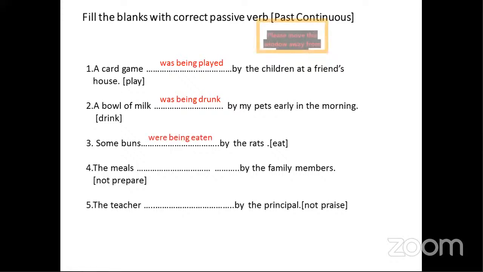Some buns, right? Buns, it's a plural noun. So what's the be verb in past form? Were. Some buns were, then being. You have to get the being. And what's the past participle verb of this word given in the bracket? Then were being eaten. You have to get the third category. Eat, ate, eaten. Third category. Passive means the past participle verb. Then some buns were being eaten by the rats. Right. Now the next one.